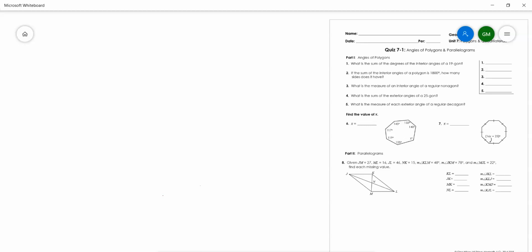Number one says, what is the sum of the degrees of the interior angles? So our keyword here is sum. So let's just remember that, sum. That means all of them together, not just one or two of them, all of them. So it says 19 gon, so that means our n is going to equal 19. So we're going to use our formula, n minus 2 times 180.